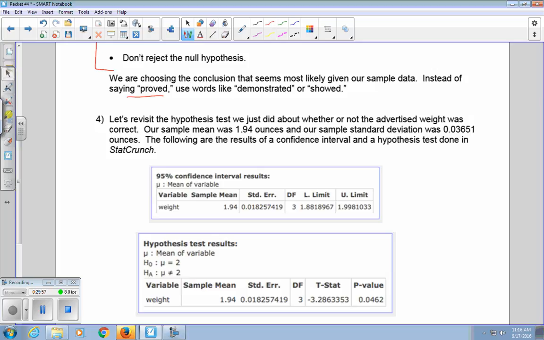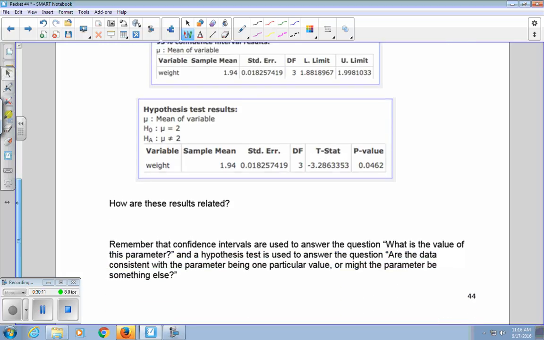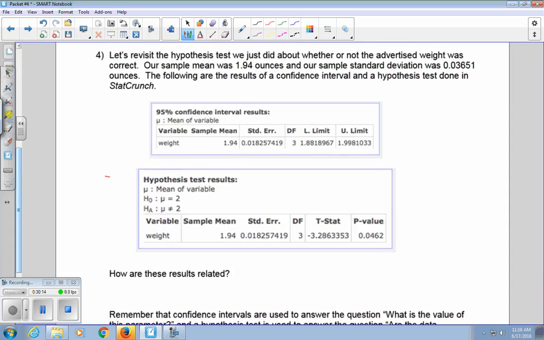Let's revisit the hypothesis test we just did. Our sample mean was 1.94 and our sample standard deviation was 0.03651. The following are the results we did in StatCrunch, as we saw. So this is the one we just saw, and here are our 95% confidence interval results. If we look at the confidence interval, we can see that the interval does not contain the number 2. So 2 ounces, not an interval.